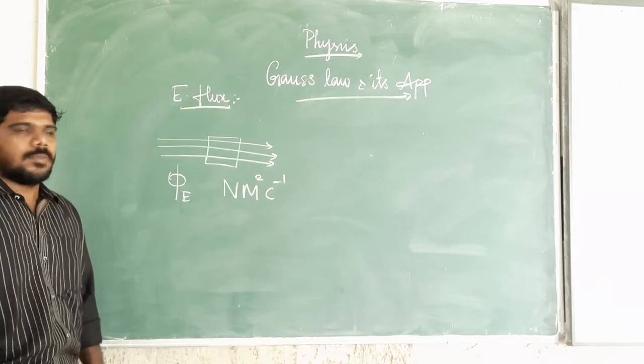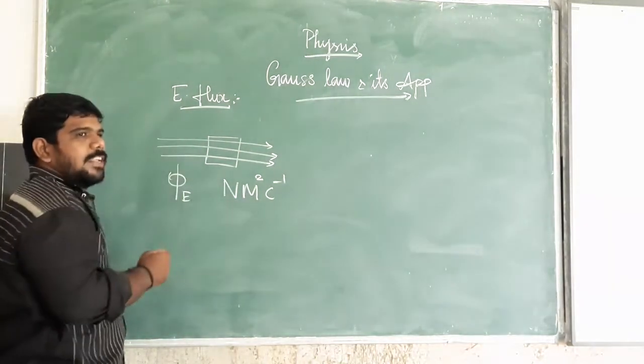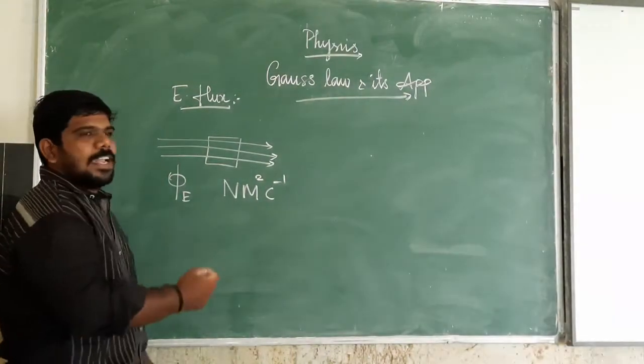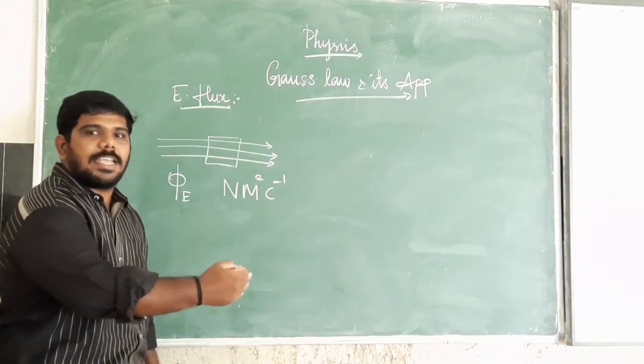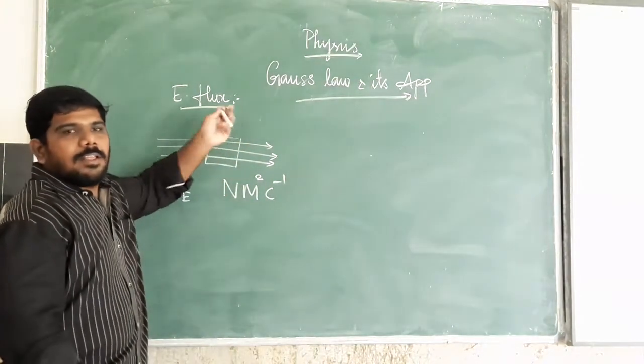Okay, clear? So what's the point? What is the electric flux now? The electric flux is defined as the total number of electric field lines passing through a given area normal to the field lines is called the electric flux.